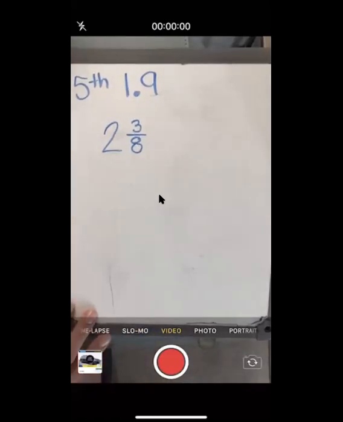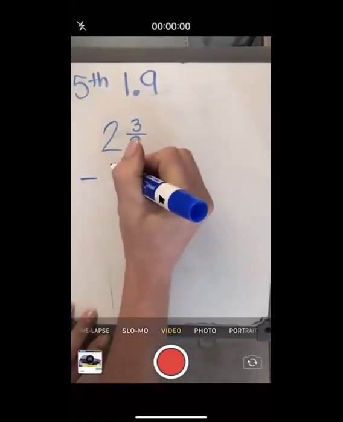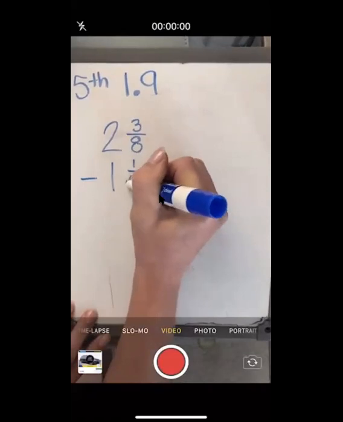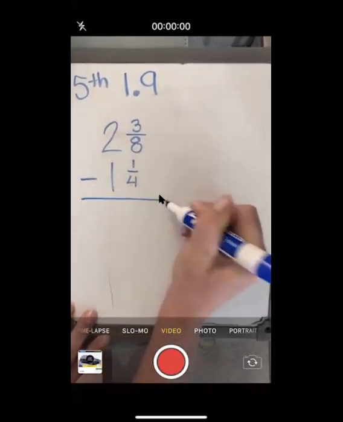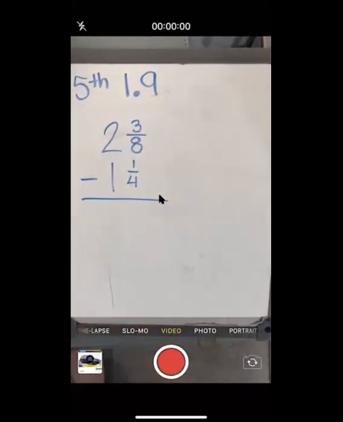So I have 2 3/8 minus 1 1/4. Before you even solve, if someone could tell me, I already see a problem with this. What do you guys notice? The denominators aren't the same. They're not, Aaliyah. So how could I fix my problem? What could I do? You can times 4 by 2.